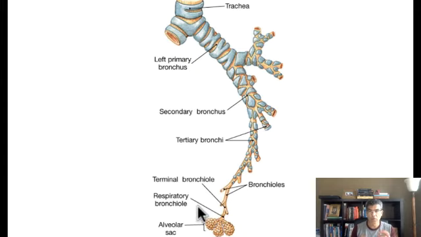Of course, the most effective place to exchange gas would be the alveolar sac, but yes, the respiratory bronchiole can exchange gas as well. So as I mentioned, from the trachea all the way to the terminal bronchiole is called the conducting zone, and after the terminal bronchiole is called the respiratory zone. Respiratory zone because exchange of gas takes place right there.